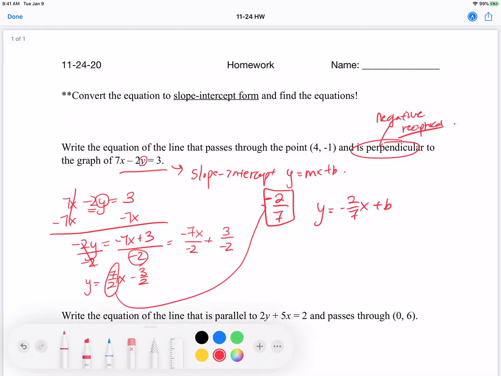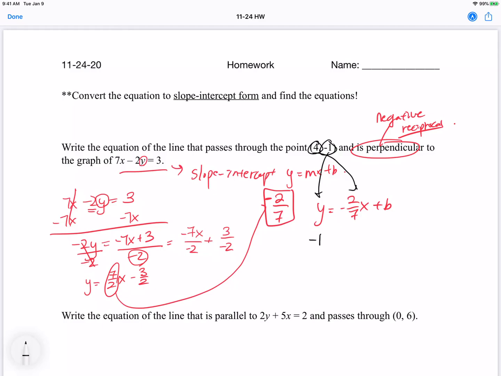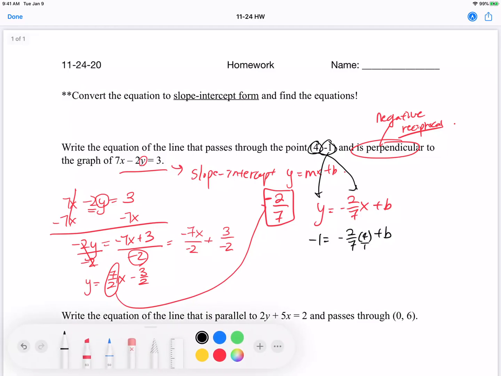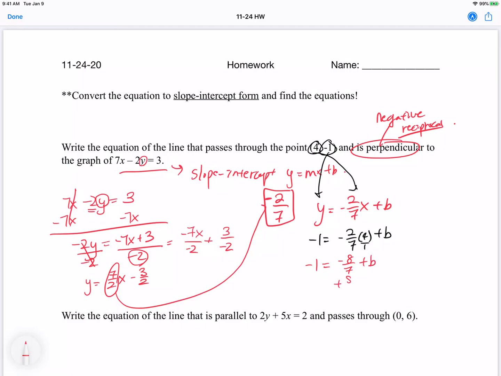Now we're going to plug in the point 4 and -1 into x and y. That becomes -1 is equal to negative 2 over 7 times 4 plus b. Remember, multiplying by 4 means you can put 4 over 1 like this. So I'm going to get -1 is equal to negative 8 over 7 plus b. Now I'm going to add 8 over 7 on both sides of the equation so I can get b by itself. And b becomes -1 plus 8 over 7.